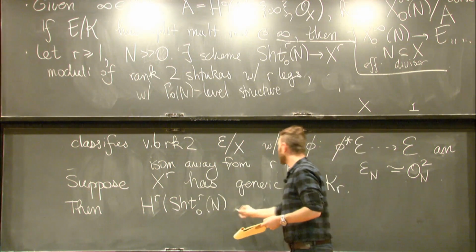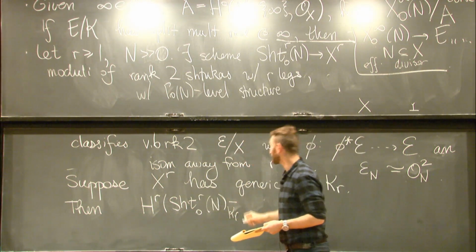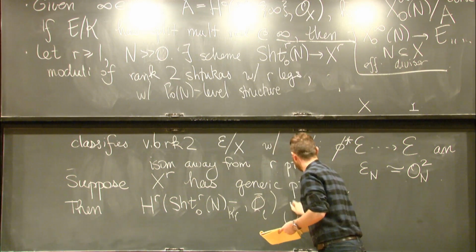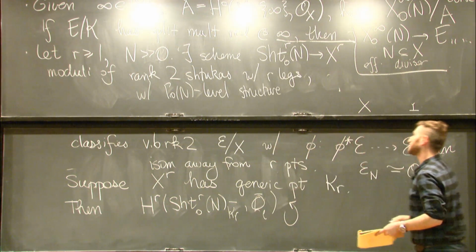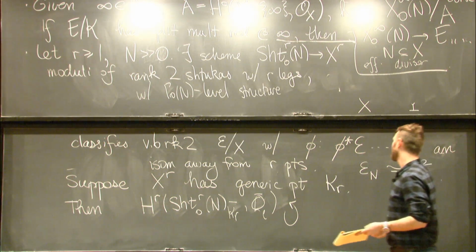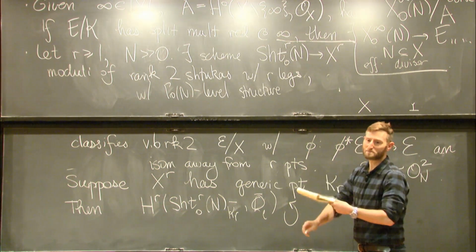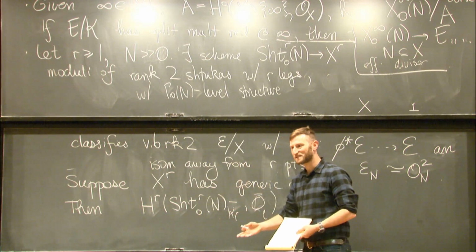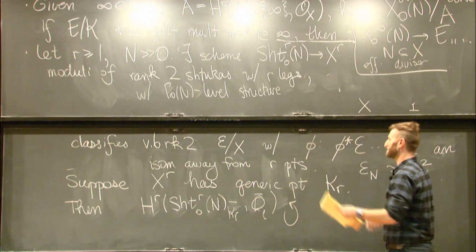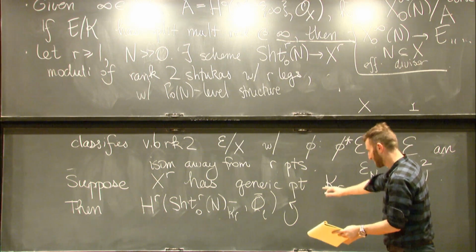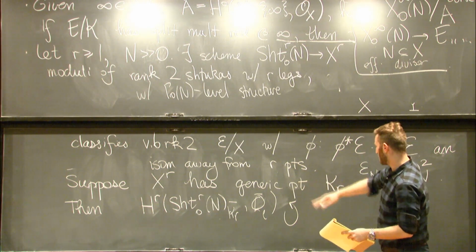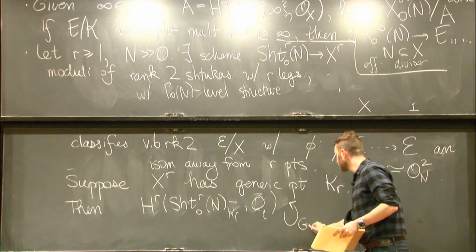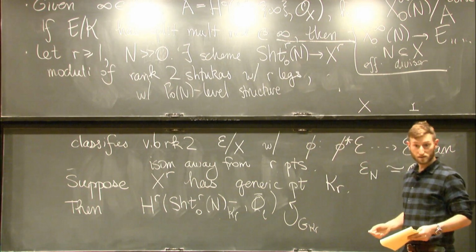Base changed up to this generic point, but I want the geometric generic point. So that cohomology space, there's some details I'm omitting. This thing is not of finite type. I have to truncate it first. But anyway, after some pruning is done, I can take the cohomology of this, and then it'll, of course, have an action of the Galois group of this field k_R.